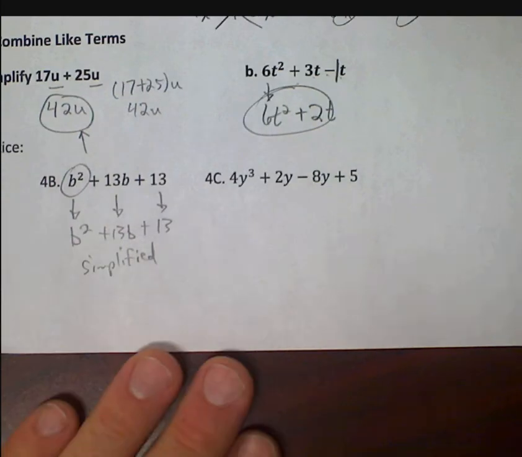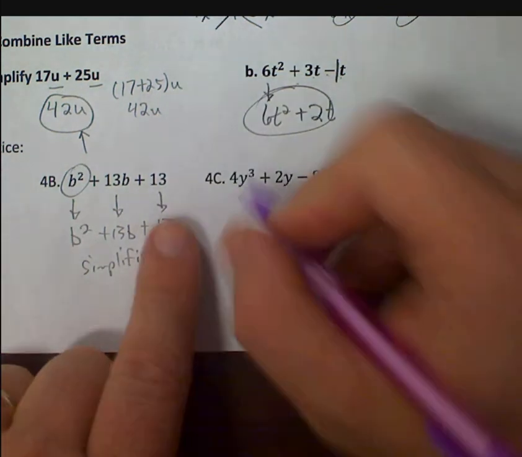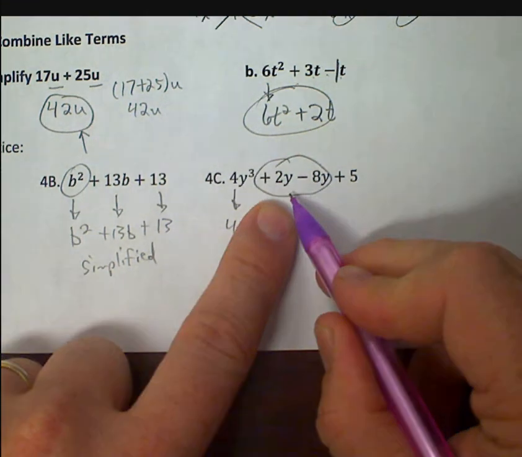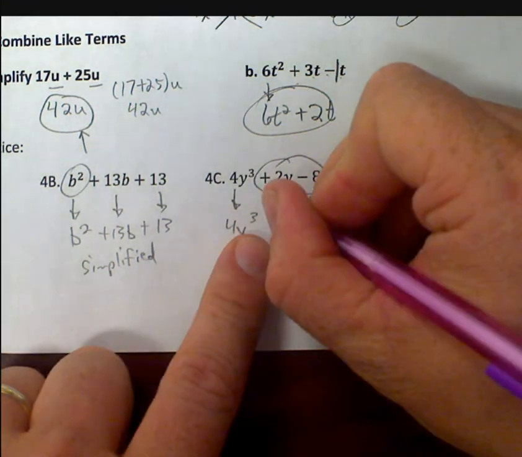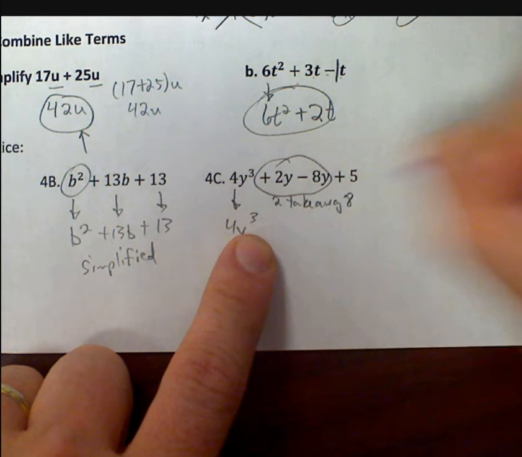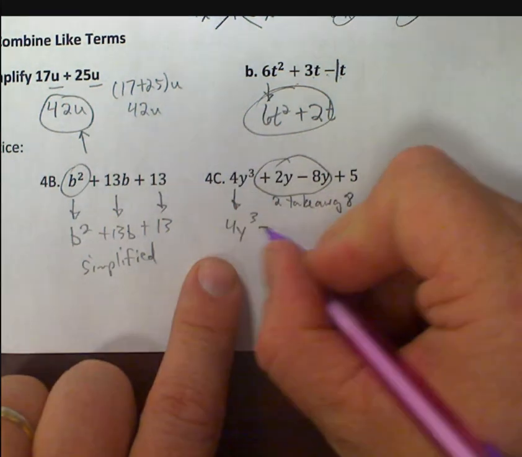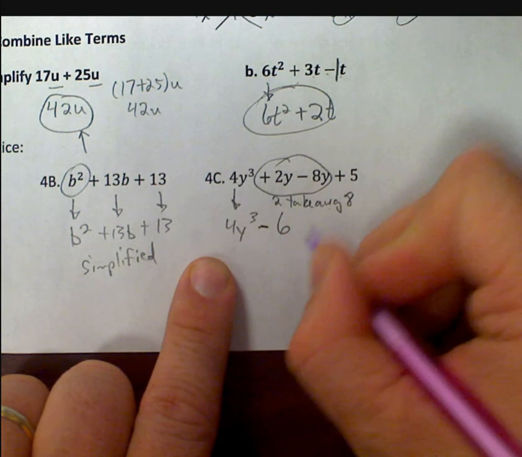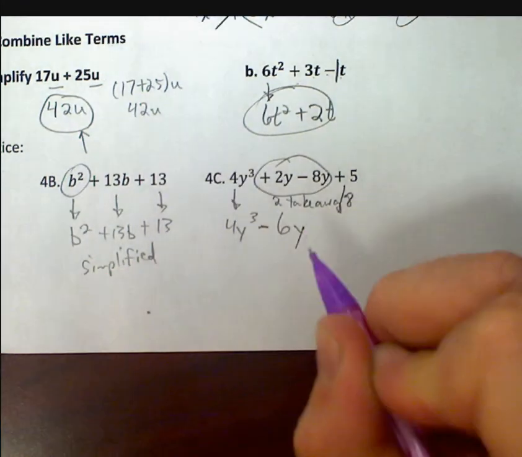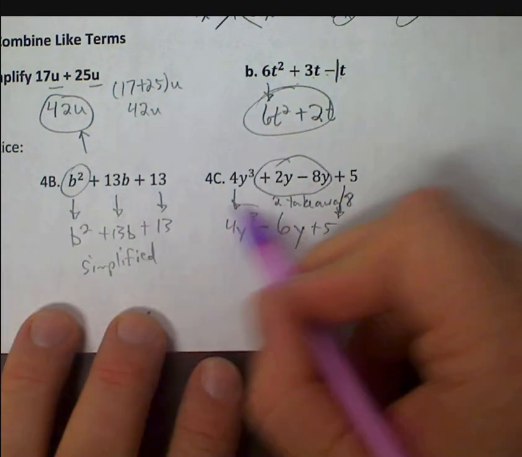Pause the video for 4c and try. 4y to the third is by itself. These are like terms. If I have plus 2, so if I have 2, take away 8, that means I'm in debt. How much am I in debt? 6. I'm in debt 6, so minus 6y. The 5 is by itself, so I bring that down. There's no like term for the 5, so I bring down the plus 5. That is my answer.